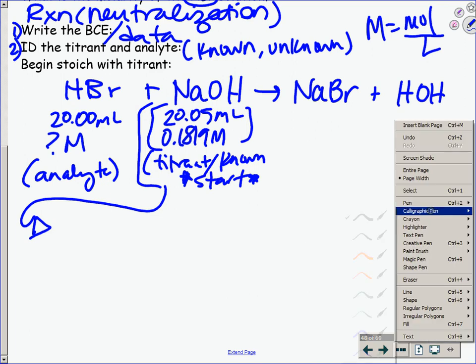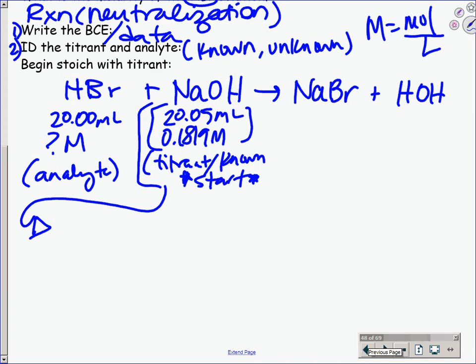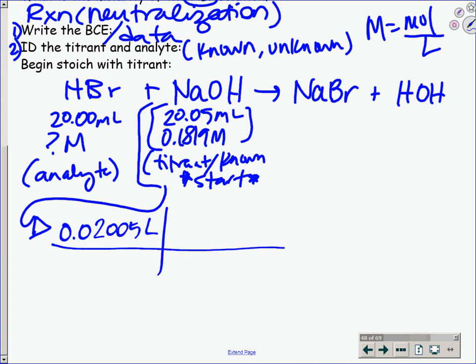Okay, so how many liters is that? You guys can do it in your head. 0.02005 liters. Okay. So check, we've used that data point. We can't use it again. And so now I have molarity.